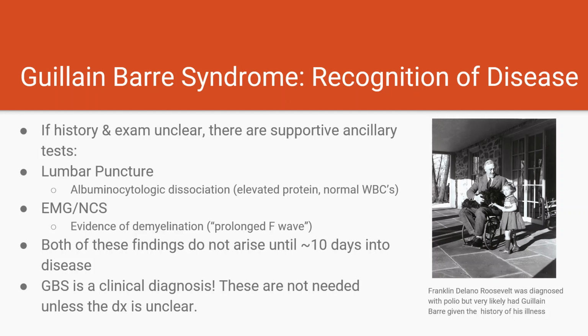LP and EMG can definitely help with atypical or difficult courses, but they really shouldn't be relied upon early in the disease. Remember, Guillain-Barré is a clinical diagnosis, so if you believe a patient has it, you definitely shouldn't delay their treatment just to get these tests. And also, if you really believe they have it and these tests are negative early in the course, you still should be treating it. Just a fun fact aside, you can see here, FDR was diagnosed with polio, but if you go back and read about it, the expert consensus is that he probably had Guillain-Barré, which is interesting.